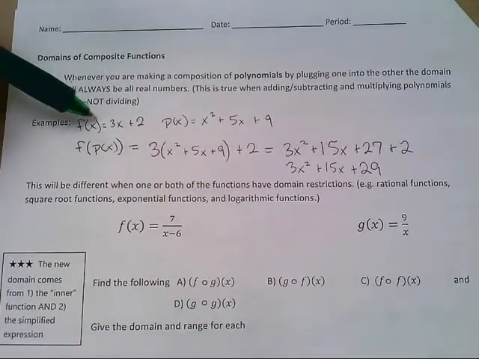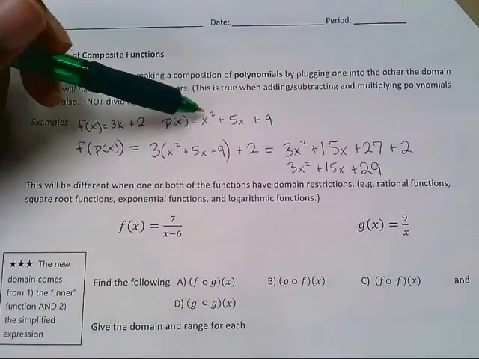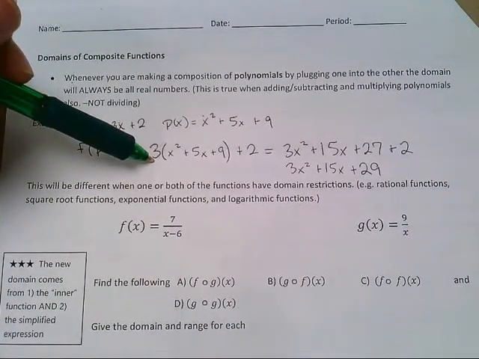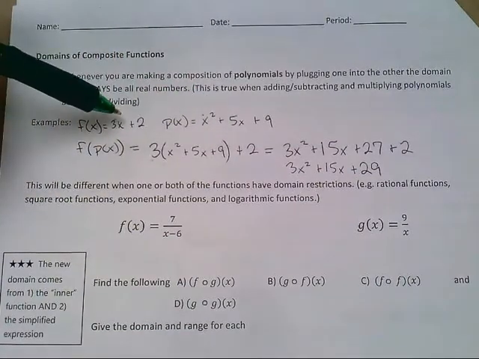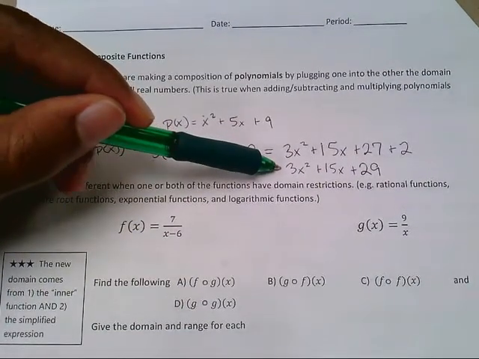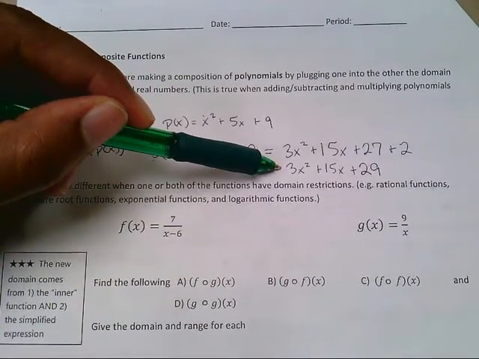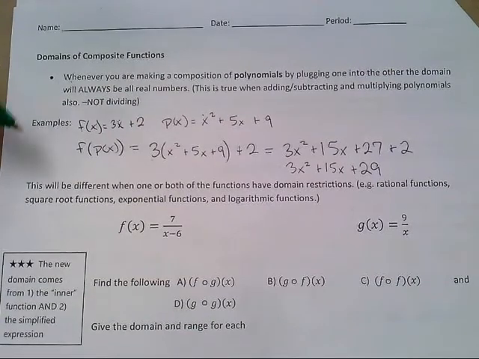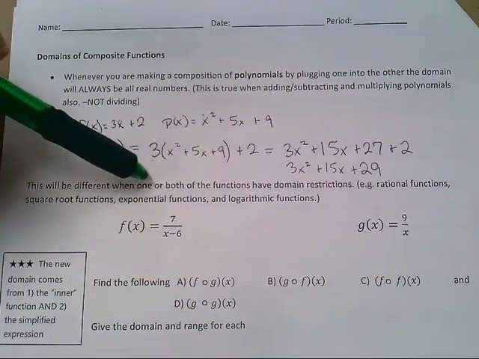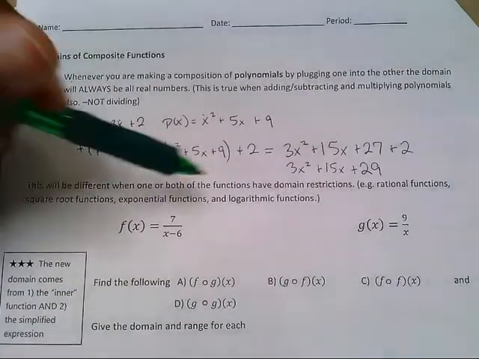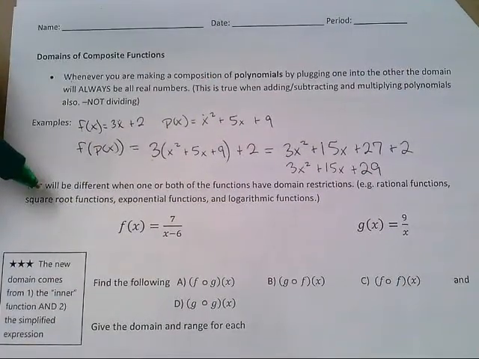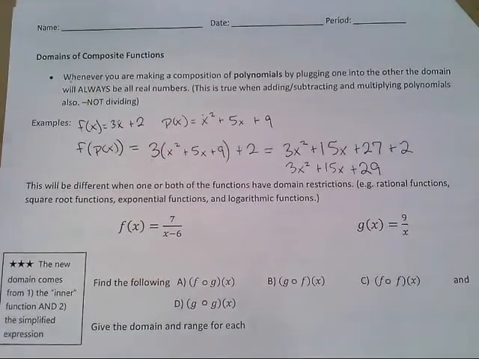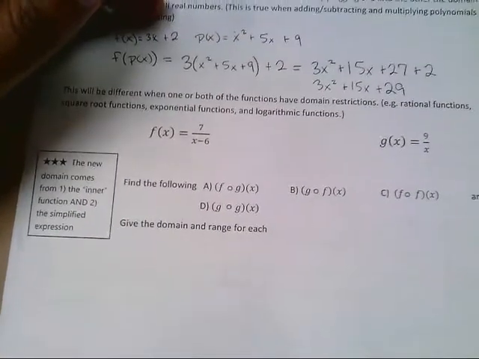So here's just an example. We plugged a linear function into a quadratic function, both of which are polynomials. And when I simplified it here, I plugged in the p of x value into f of x. I still ended up with a polynomial function as my end result. So the domain is still going to be all real numbers. However, it's different when one or both of the functions have domain restrictions. So like if you have a rational function, a square root function, an exponential or a logarithmic function, then it's going to be different. So let's see what it's going to look like.